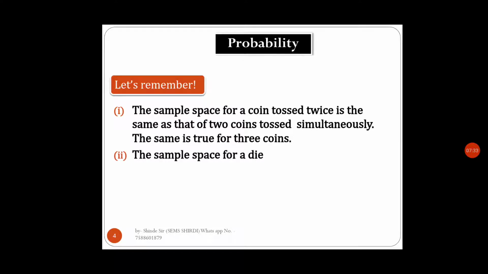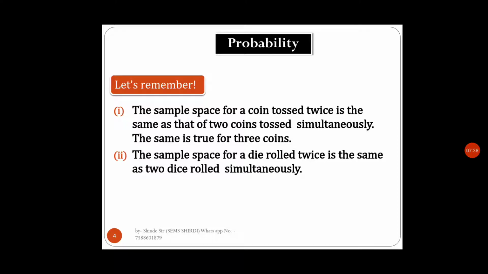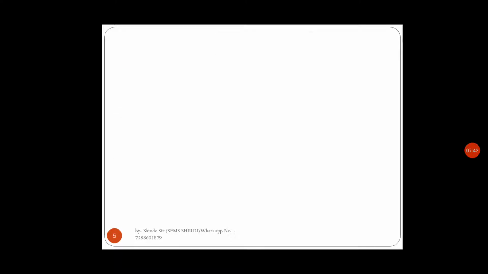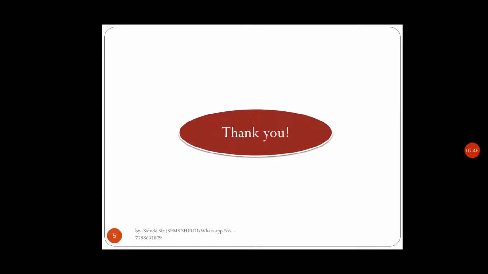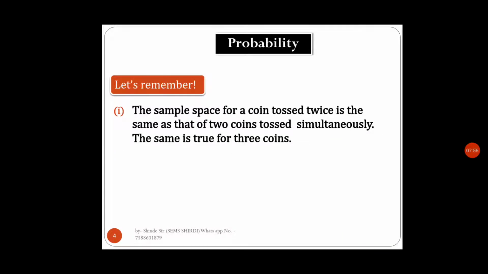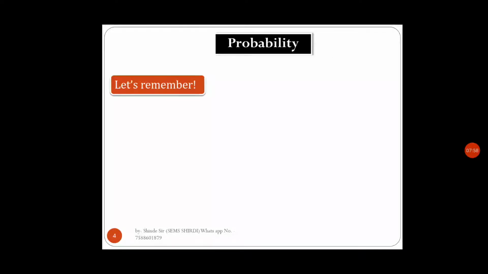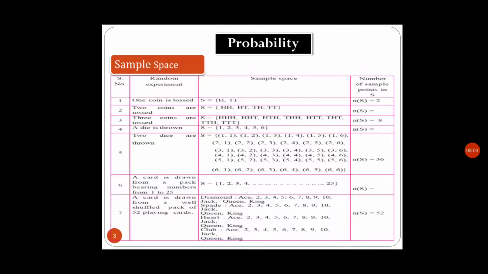Same in the case of dice also: the sample space for a die rolled twice is the same as for 2 dice rolled simultaneously. By using this information, we solve practice set number 5.2. By using this chart, which is important, we find out how to write the sample space in this way. By using this information, you solve practice set number 5.2.